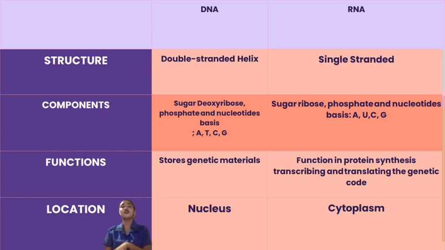And then we have here the function, okay? So when we say function of DNA, it stores the genetic materials, all the gene information about ourselves is nandun kay DNA. And also, si RNA, ano yung function niya? Function niya is for protein synthesis. It is for transcribing and translating the genetic code. So, pag may sinabi si DNA na i-encode na genetic information, so, to the rescue si RNA. Siya yung magta-transcribe at siya yung magta-translate sa information na galing kay DNA.